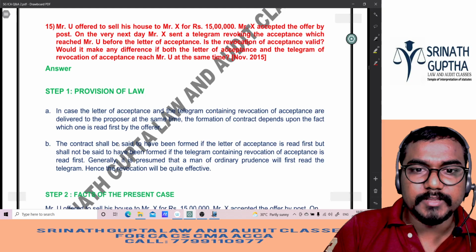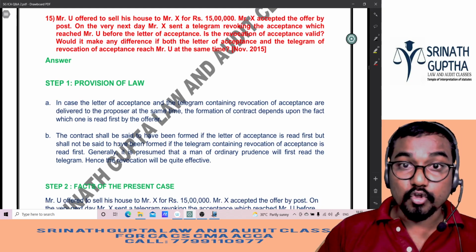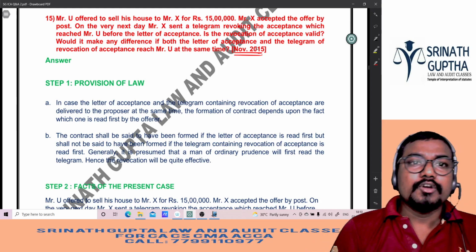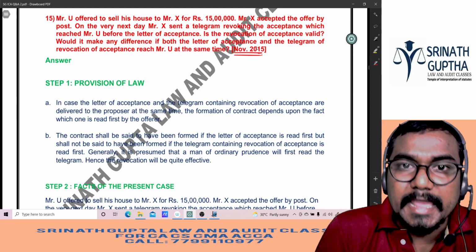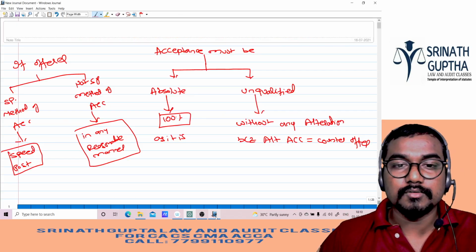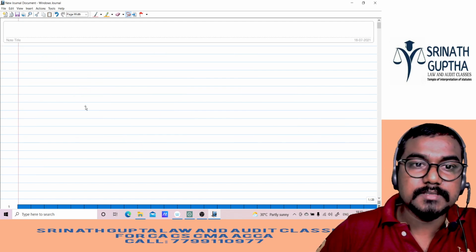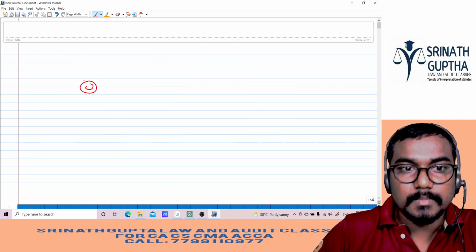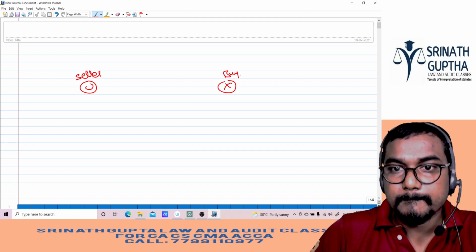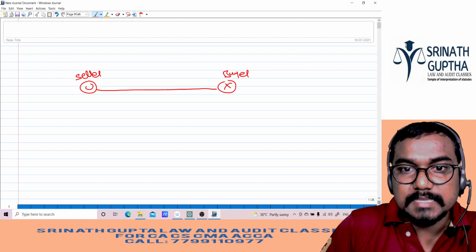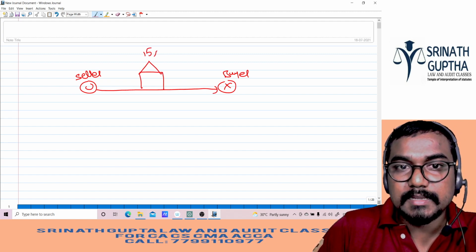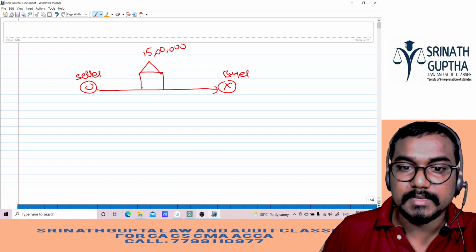Next question, beta, 15th question. Let us see. The question was asked in November 2015. Mr. U offered to sell his house to Mr. X for 15 lakhs. Who is selling, beta? U is the seller. X is the buyer. U is selling his building to X for 15 lakhs. How many lakhs, beta? 15 lakhs.